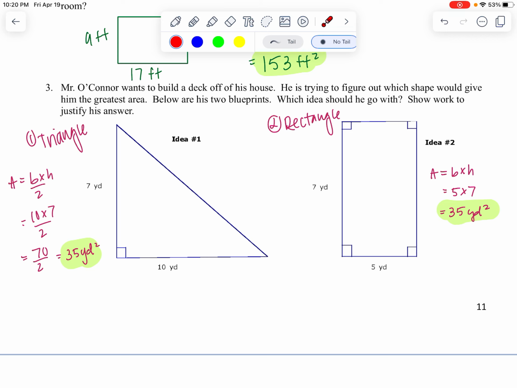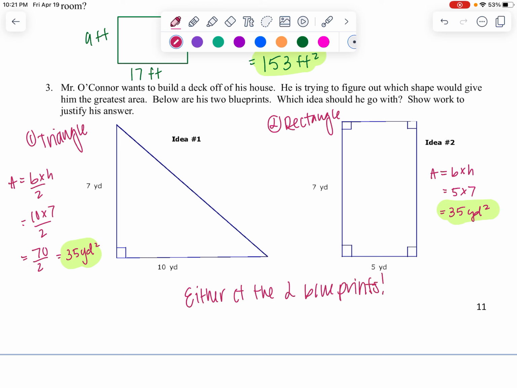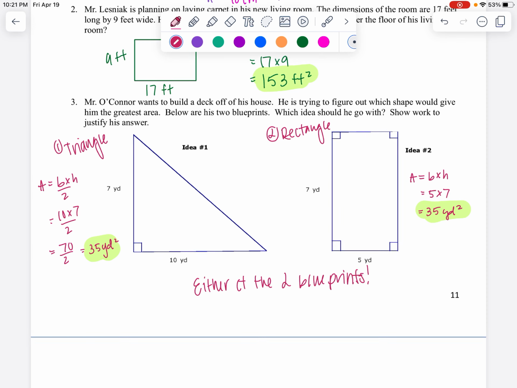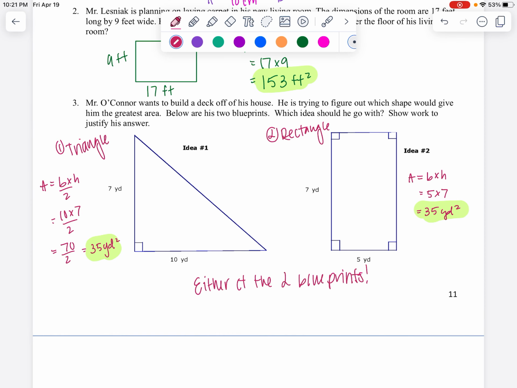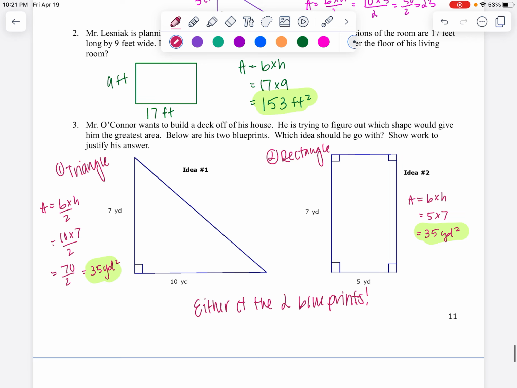Okay, so you can literally say either of the two blueprints. In this case, it did not matter because it gave the same amount of area. Okay, so that was a little bit of a trick question. All right, you guys can go ahead and move on to the area application worksheet.